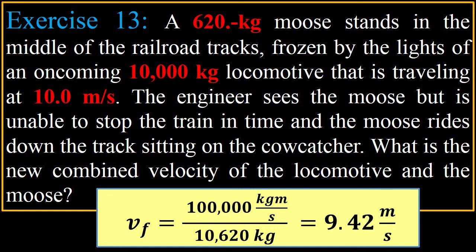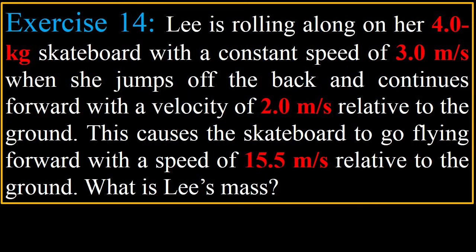Okay, let's do exercise 14. But let's just review the facts. You can see that the speed of the train is not reduced that much because the train is so enormous compared to the moose, even though that's pretty heavy for a moose. I mean, I weigh 100 kilograms, that's pretty heavy. So it should make sense to you when you're finished.